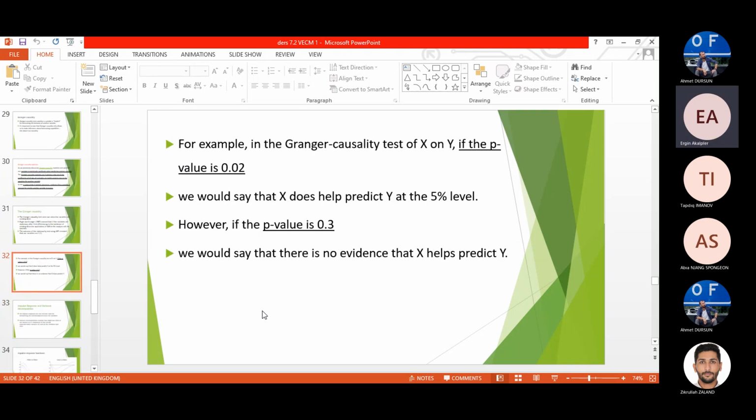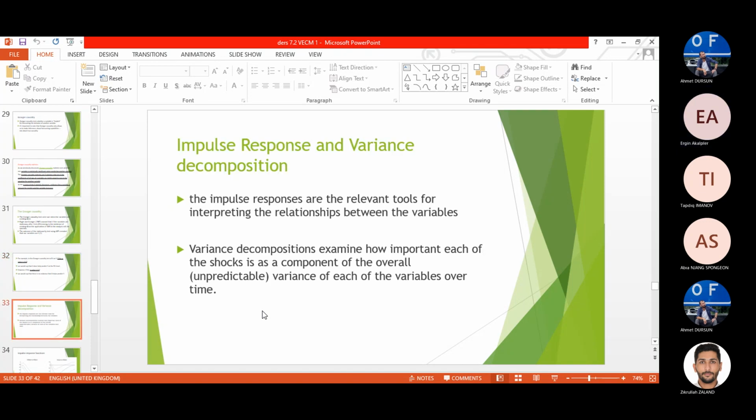For example, in the Granger causality test of x on y, if the p-value is 0.02, we would say that x helps predict y at the 5% level. However, if the p-value is 0.3, we would say that there is no evidence that x helps predict y. Therefore, Granger causality is expected when the p-value is less than 0.05. Impulse response and variance decomposition are also important in this aspect for estimating the vector error correction.